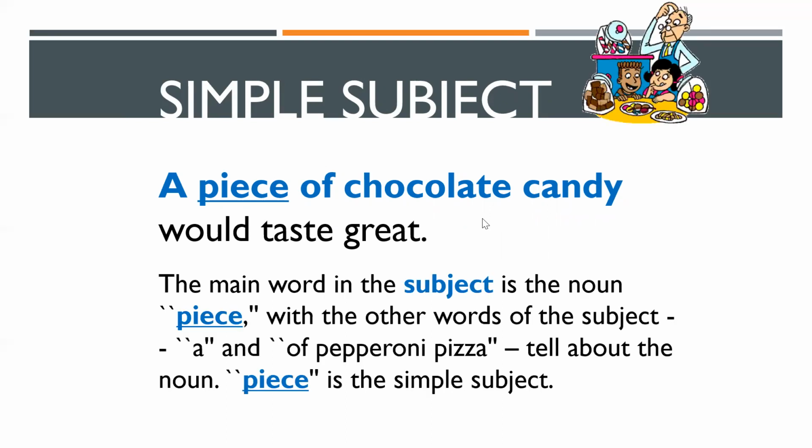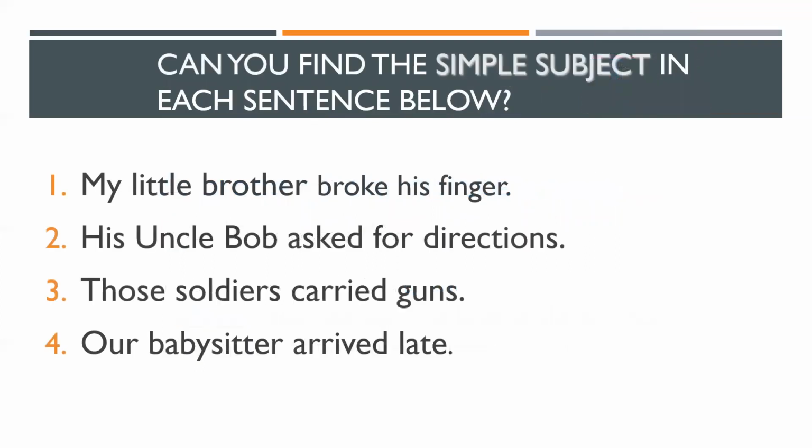Next one. Can you find the simple subject in each sentence below? So you have my little brother broke his fingers. As we have discussed before, my little brother is the subject, right? Now, the case here is that we don't have any of, right? My little brother, Uncle Bob, two soldiers, our visitor. If you do not find any of, the simple thing that we can think is the main noun must be the last word. If you do not have of, the main noun is the last word.